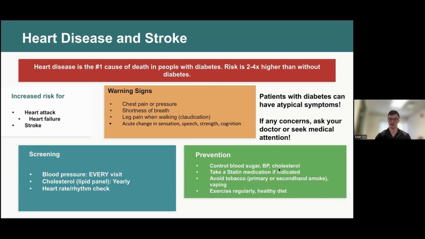So that's why it's very important to continue to check your blood sugar, your blood pressure, and your cholesterol. Specifically with high cholesterol, if you're recommended to take a statin, it's important to take that. Avoiding tobacco, maintaining an active lifestyle with a healthy diet as well, obviously, will help with this.